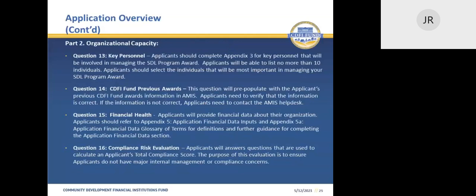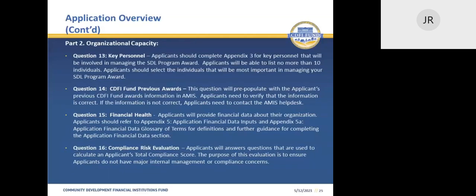Part 2 of the application is the organizational capacity section. For question 13, you'll talk about your key personnel. You should complete this section by providing the key personnel that will be integral in managing the Small Dollar Loan Program Award.